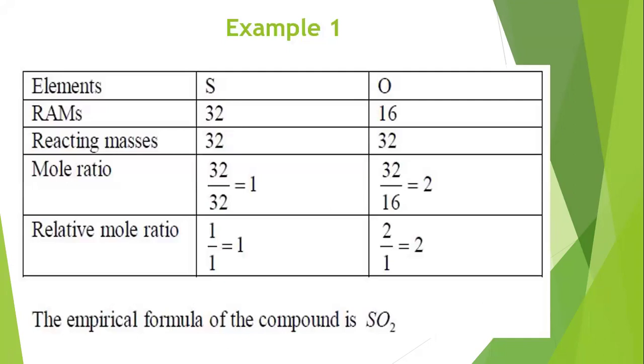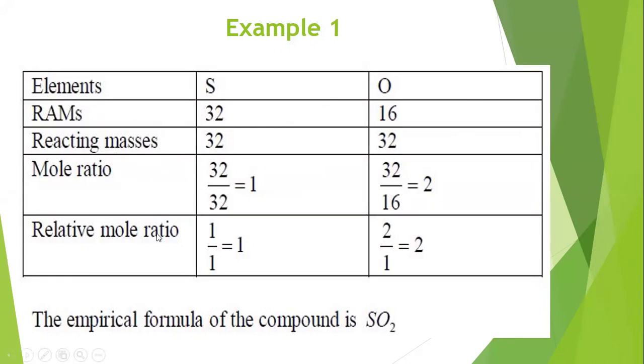Now, this is our table. Here you have the elements, the relative atomic masses of the given elements, then the reacting masses, then the mole ratios, then the relative mole ratio, and last you will get the empirical formula. The elements we have are sulfur and oxygen. The relative atomic masses: sulfur is 32 and oxygen is 16. The reacting masses are 32 and 32. The mole ratio is simply obtained by dividing: you divide by 32 here, and here you divide by 16.